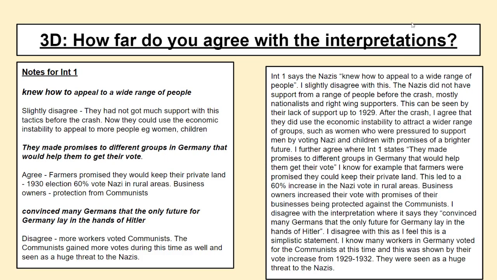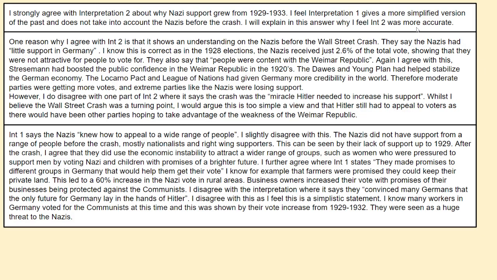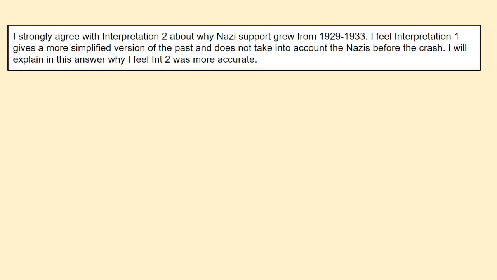So our paragraph would look like this, and when we bring our answer together so far, we've got an introduction, we've got 2 decent-sized paragraphs, we've analysed and brought in our own knowledge. The final thing we need is a conclusion. Just a word of caution with the conclusion, make sure it matches up with what you said at the start. So go back to the top, just double check, what did you say? Here I said, I strongly agree with interpretation 2. I need to make sure my conclusion matches that.